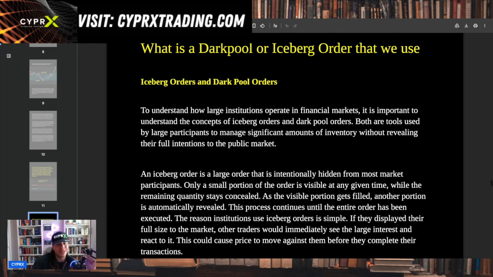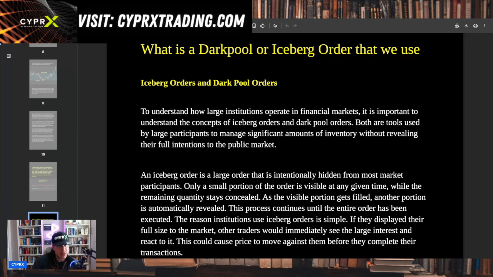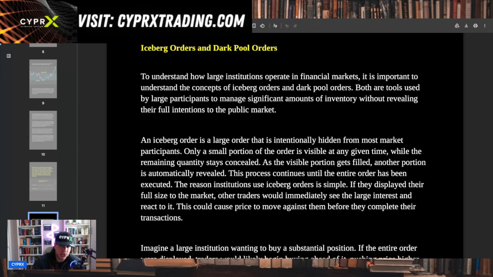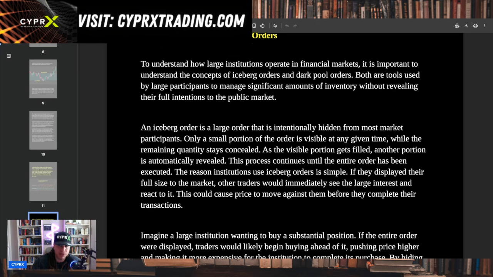So starting off here, and remember, these dark pools, these deltas that we give our community members access to can be used across multiple different asset classes. Doesn't matter if you're a dollar cost averager or a day trader, a stock investor. As a market participant, it is extremely important to have access to this type of information as we head into this new digital era that is driven, again, by algorithms and AI. To understand how large institutions operate in financial markets, it is important to understand the concepts of iceberg orders and dark pool orders. Both are tools used by large participants to manage significant amounts of inventory without revealing their full intentions to the public market.